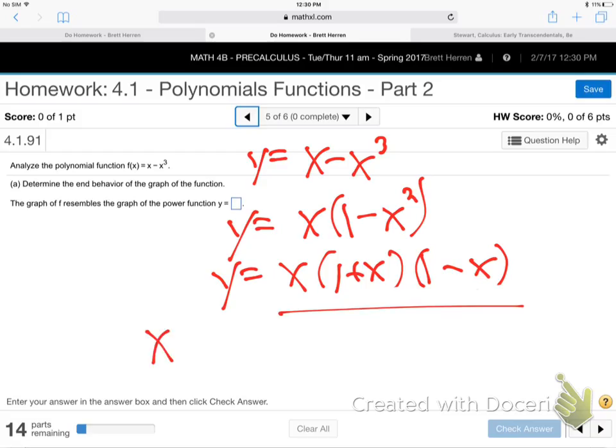So what are the zeros? 0, negative 1, positive 1. Put them on the graph. They're all passers through because they're all the first power, and the rest is the same. Let's go try. All right, 4.2.